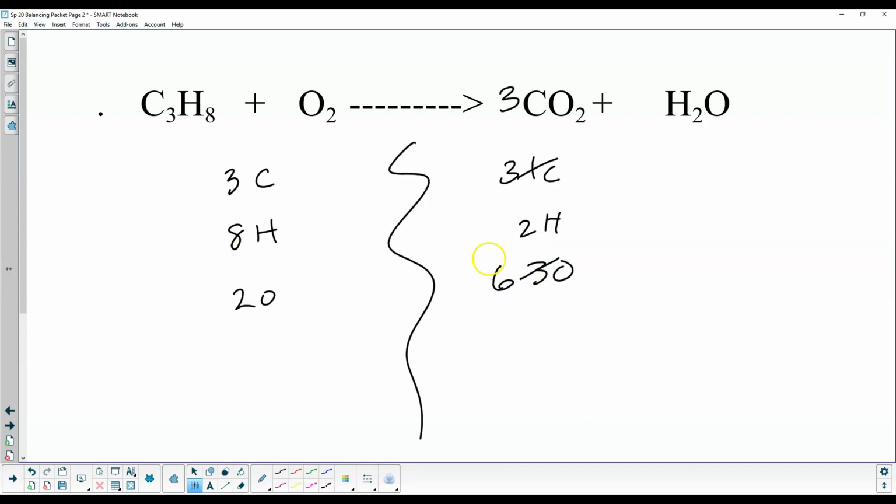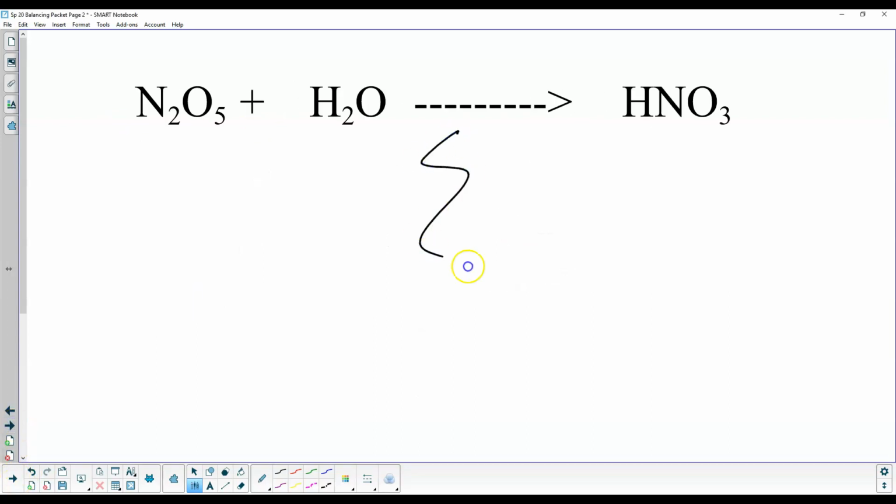Hydrogen, I have 8 and I have 2. If I put a 4 here, that's going to turn this guy into 8. Now the oxygen, I have 4 here and I have 6 here. Well, 6 plus those 4 gives me a total of 10. All you have to do to balance that is put a 5 there. 5 times 2 is 10. 3, 8, 10, 3, 8, 10. 1, 5, 3, and 4 are the coefficients.